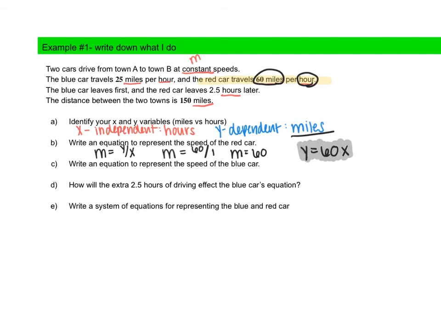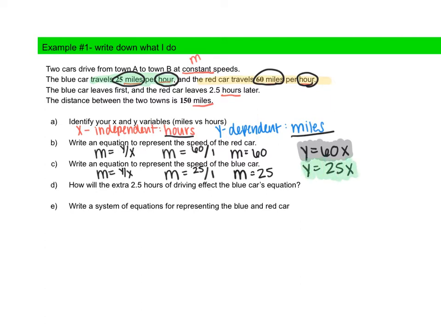Okay? For my blue car, I'm going to be doing the same thing. Now, if I look at my blue car, 25 miles an hour. So again, I know that m equals y divided by x. My y is my miles, so there's 25 miles. So it's going to be 25 over my hours, which is my x. That is going to be 1, and 25 over 1 equals 25. So the equation for this blue car is y equals 25x. Okay?